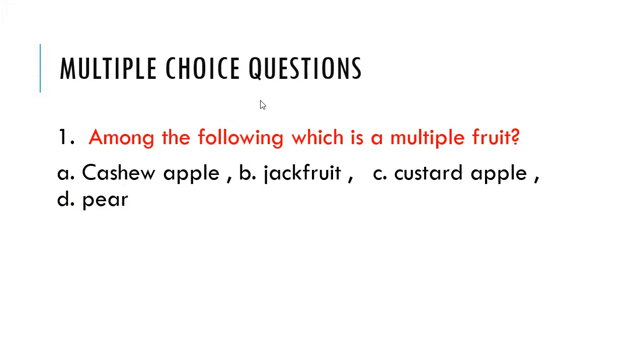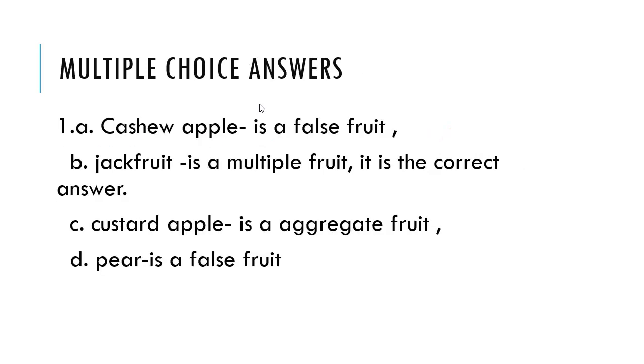Now, let us go through a series of questions. First one. Among the following, which is a multiple fruit? A. Cashew apple. B. Jackfruit. C. Custard apple. And D. Pear. The answer is, tell me, jackfruit. It is simple, right? A. Cashew apple is a false fruit. B. Jackfruit is a multiple fruit, and that is the answer. C. Custard apple is an aggregate fruit, and pear is a false fruit.